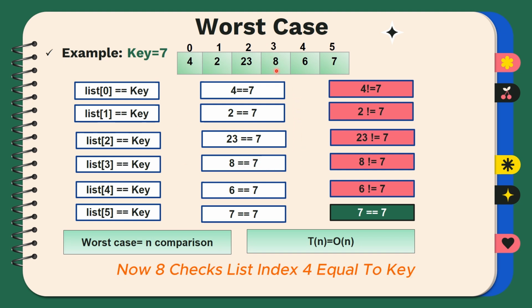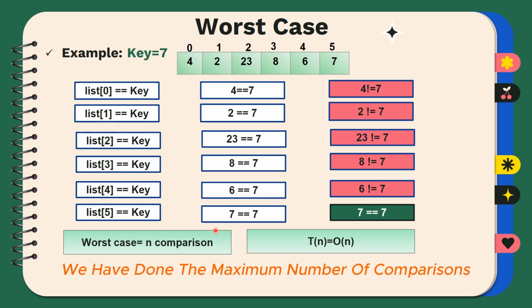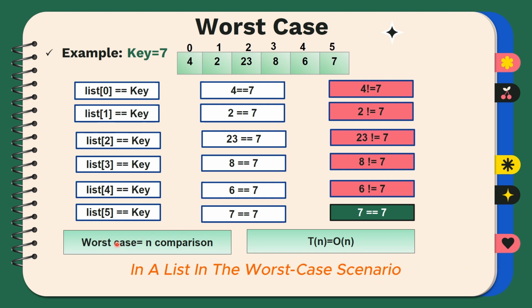Now, it checks list at index 4 equal to key. This means 6 equal to 7. Once again, the condition is false. Finally, it checks list at index 5 equal to key. This is 7 equal to 7. This time, the condition holds true. The target is found. Here, in the worst case, we have done the maximum number of comparisons in a list.